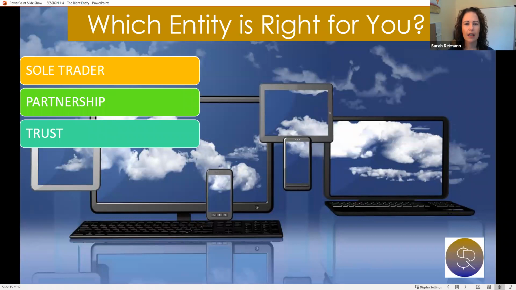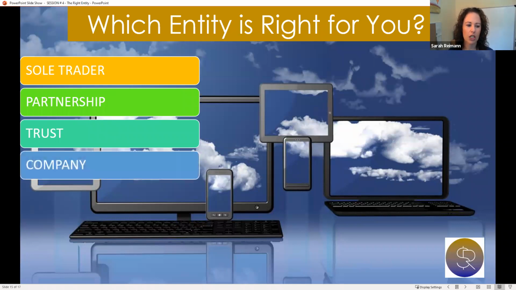If you do start out as a sole trader or a partnership, you actually can change to a trust or a company later on. I've helped many business owners do that when I was an accountant. And the reason that you might do that is, again, just for more flexibility in splitting income. The only drawback of that is that you do have to get a new ABN and a new tax file number for that new entity or that new structure.